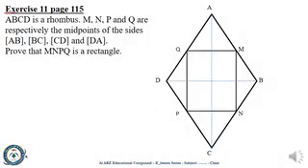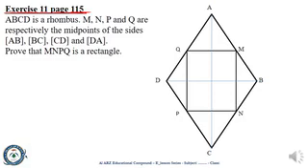Moving on to the last exercise we will show in this video, exercise 11, page 115. Let's read the given. ABCD is a rhombus. M, N, P and Q are respectively the midpoints of the sides AB, BC, CD, and DA. Prove that MNPQ is a rectangle.